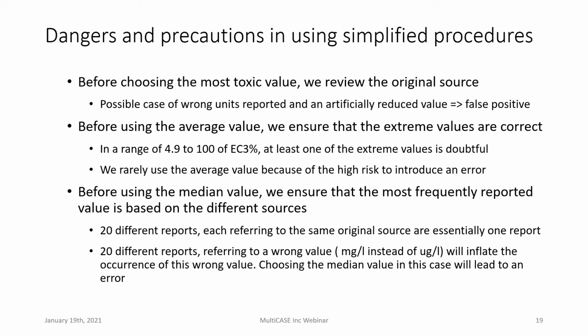Someone published something in the 60s, then people started to refer to this paper in the 70s, in the 80s, in the 90s, and some of them just mistyped, used mg per liter instead of microgram per liter. And this mistype started to propagate because papers referred to each other. That will cause a mistake, and if we try to use this to detect the median value, those artificially propagated wrong values will give us a mistake as well.